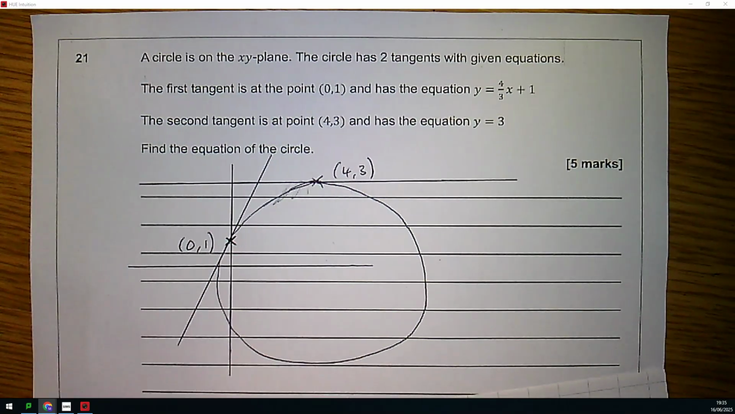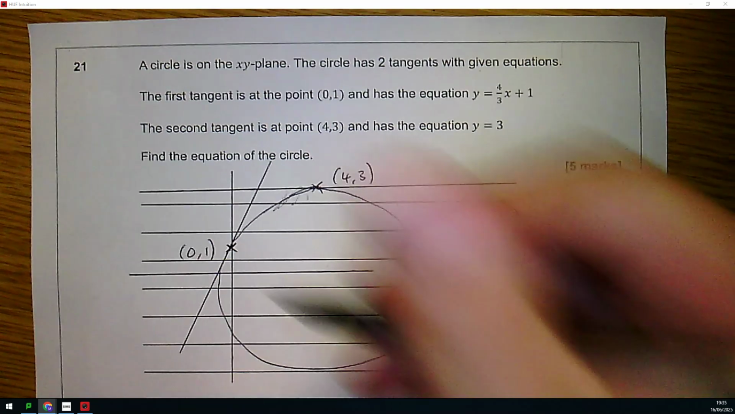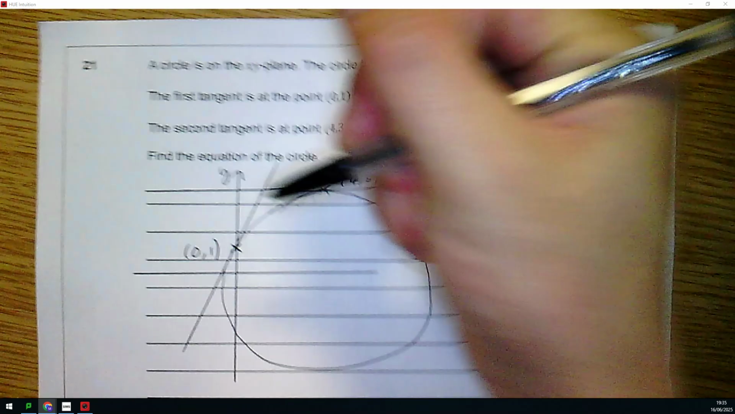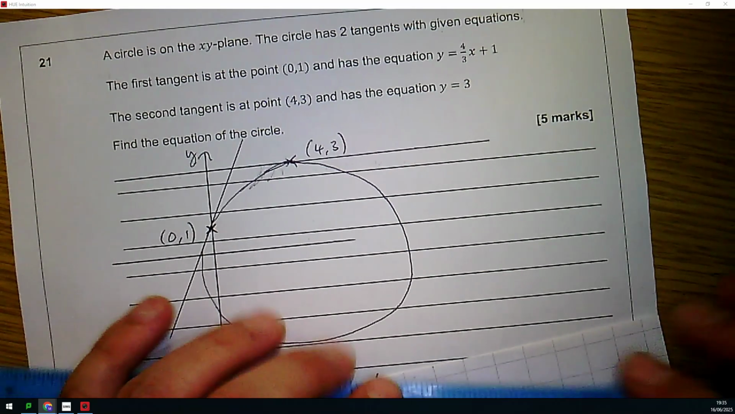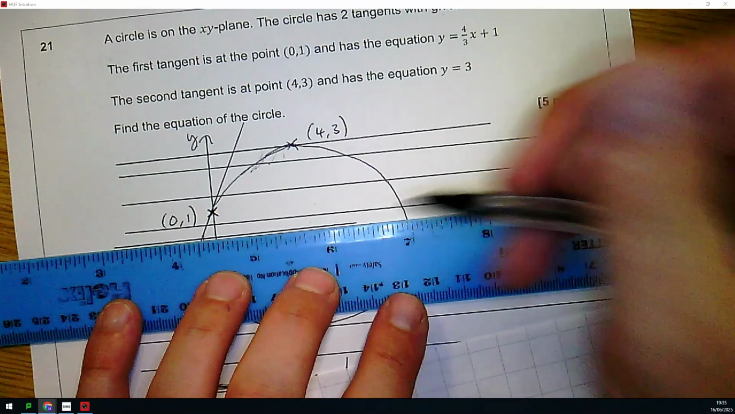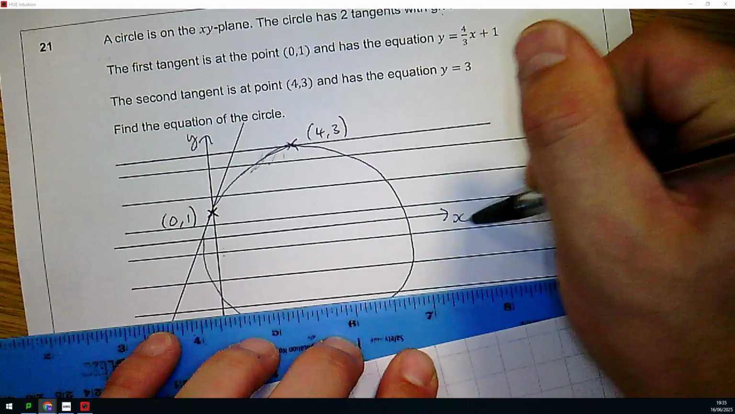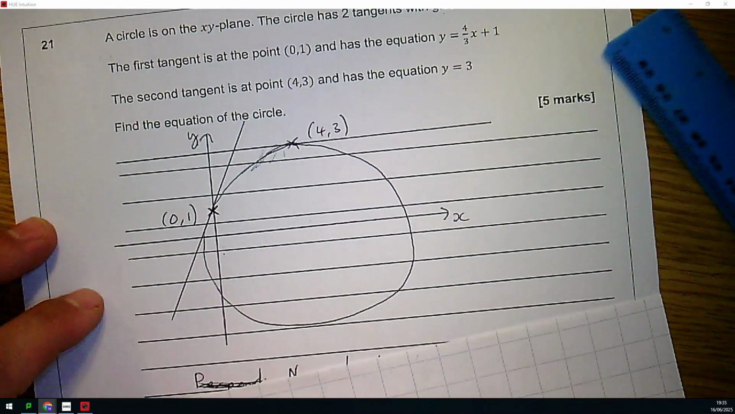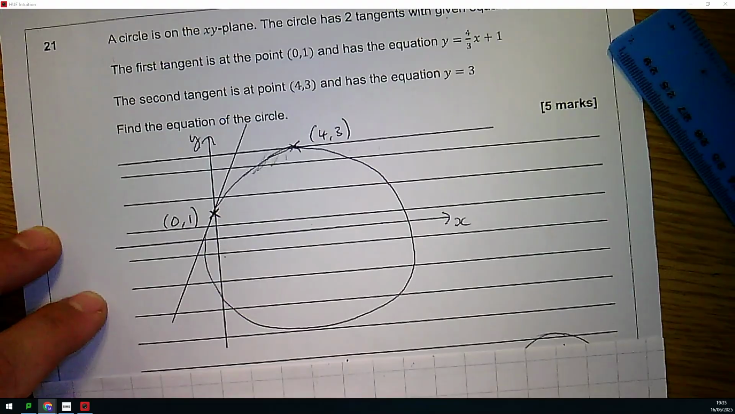Now, does it need to be perfect? Absolutely not, because it's a sketch, okay? But it's good to get your head around the problem. I'm just going to extend the x-axis to make it look a little bit better and label the x and y axes.